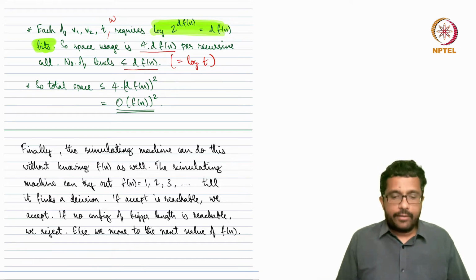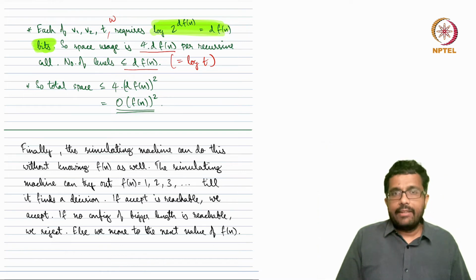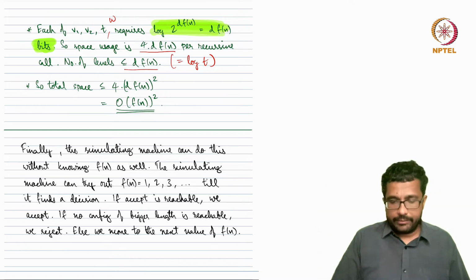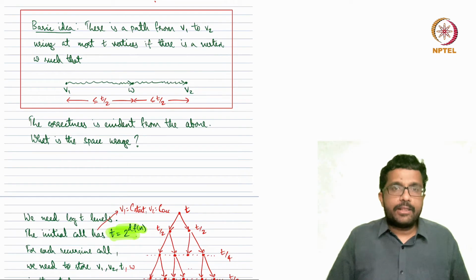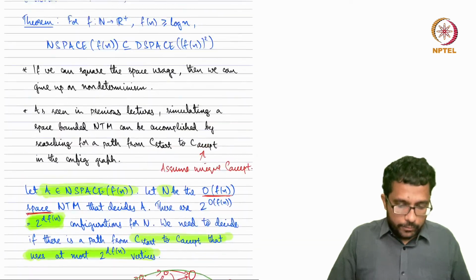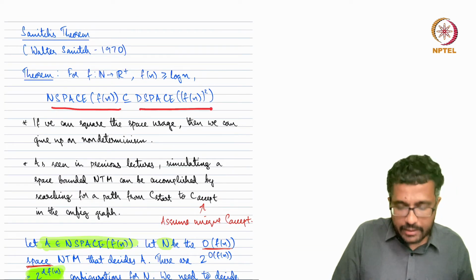Even if we don't know f(n), we can just try out f(n) one by one till we hit an f(n) where we get to know for sure. So that is Savitch's theorem. As I said, it's an extremely simple theorem, simple proof, and the result is very powerful, right? NSPACE(f(n)) is contained in DSPACE(f(n) squared).